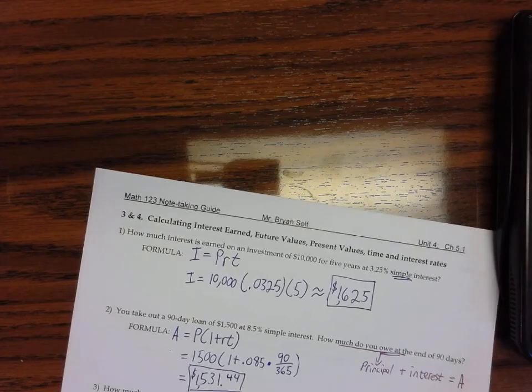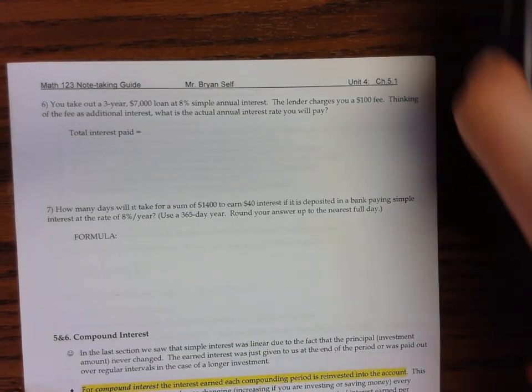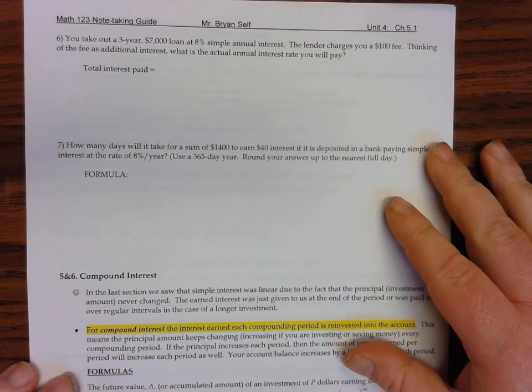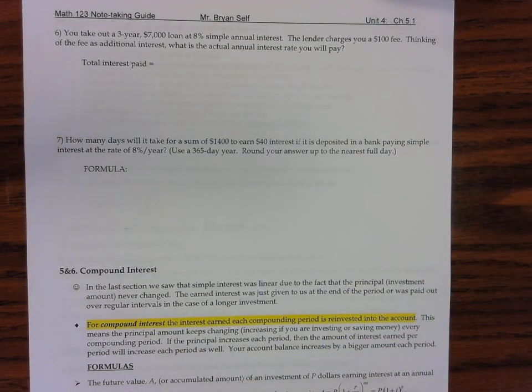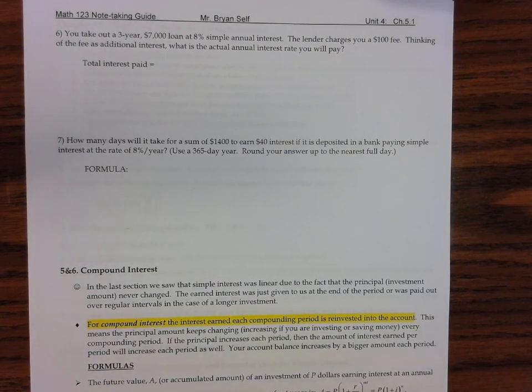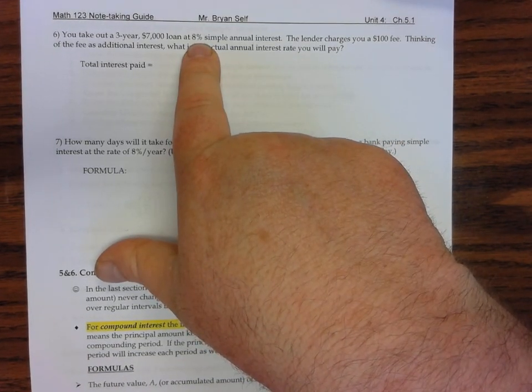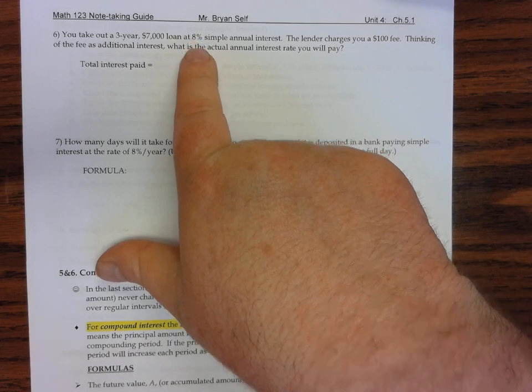A couple more problems here on the last page that we will look at. Numbers 6 and 7. Number 6, we're going to take out a 3-year, $7,000 loan at 8% simple annual interest. The lender is going to charge us a $100 fee. So we're going to think of the fee as additional interest, and then calculate the actual annual interest rate we will pay. Since we're paying more interest with the $100 fee, our answer should be more than 8%.